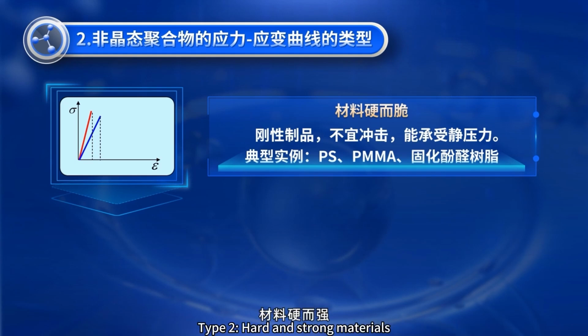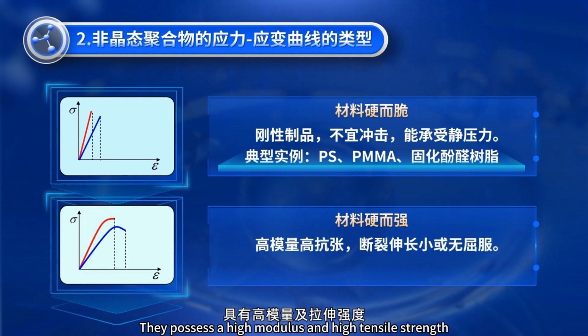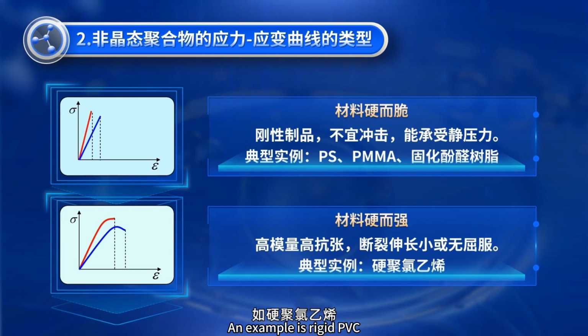Type 2, hard and strong materials. They possess a high modulus and high tensile strength. The elongation at break is about 5%. They exhibit little to no yield elongation. An example is rigid PVC.